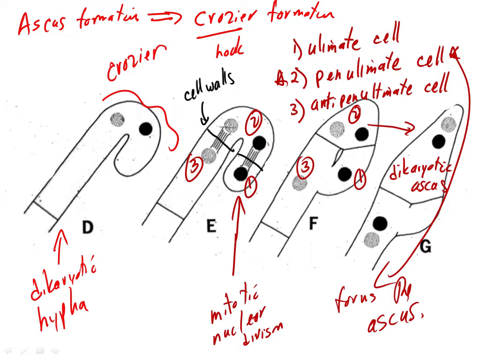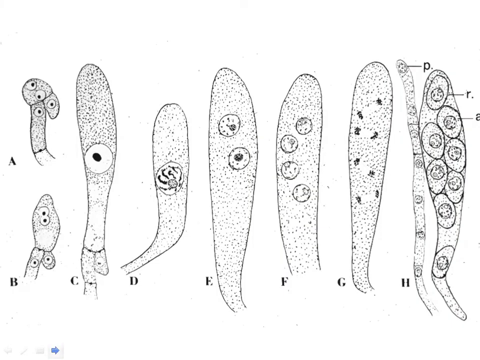But it occurs in just a very few cells. In the basidiomycota, it's going to occur in every cell. Very similar process. So that's why we go through all of this, not just because it's important here, but because it's important in other groups. So through the mitotic nuclear divisions, the formation of these cell walls, and the formation of this dikaryotic ascus from the penultimate cell, we end up with a dikaryotic ascus.